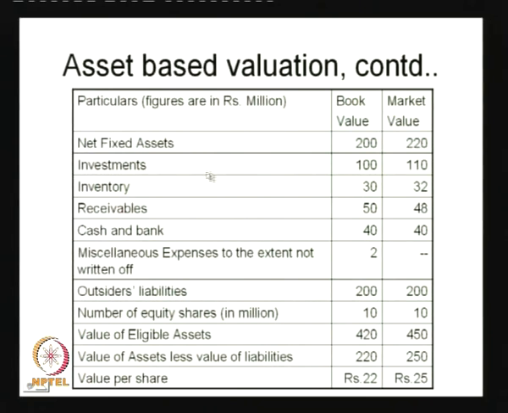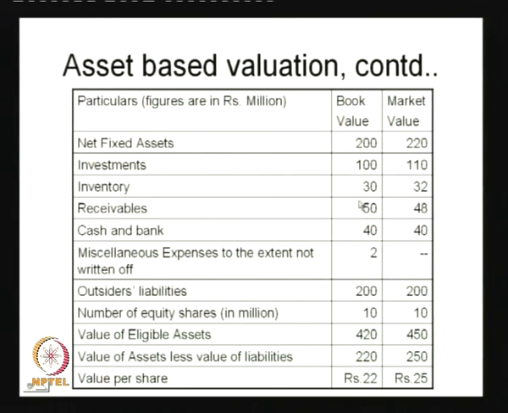Similarly, the company has investments worth 100 million, where the market value of these investments can be 110, and the company has an inventory of 30 million, where the market value of the inventory could be 32. The book value is for assets which are reflected in the balance sheet, and the market value is found out by the valuer by applying a certain mechanism and making a survey in the market, and they put a value as per market value of assets.